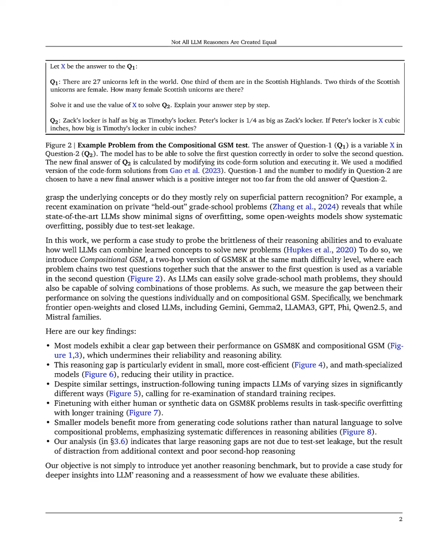The study shows that while LLMs can solve individual grade school math problems effectively, they struggle with compositional queries where the answer to one question serves as a variable in another, indicating a reliance on superficial pattern recognition rather than true conceptual understanding. The findings suggest that even high-performing models exhibit brittleness in reasoning, particularly in cost-efficient and smaller models, undermining their reliability in practical applications. Overall, compositional GSM serves as a critical tool for reassessing how we evaluate the reasoning abilities of LLMs in mathematics.